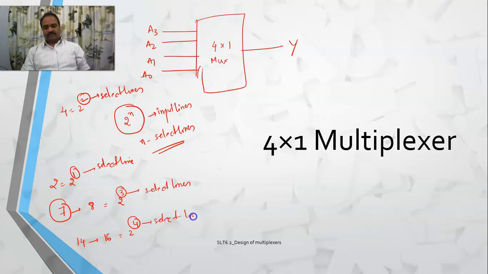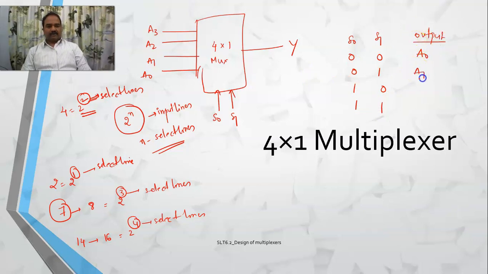So in my case, this is a 4 by 1 multiplexer. So 4 is equal to 2 square, so I'll be having 2 selection lines. One is S0, the other one is S1. When I do have 2 selections, what are my options? S0, S1, either they can be 0, 0, or 0, 1, or 1, 0, or 1, 1. If it is 0, 0, I'll go with A0. This is my output. And if it is 0, 1, I'll go with A1. If it is 1, 0, I'll go with A2. And if it is 1, 1, I'll go with A3. Right? So this is the representation.